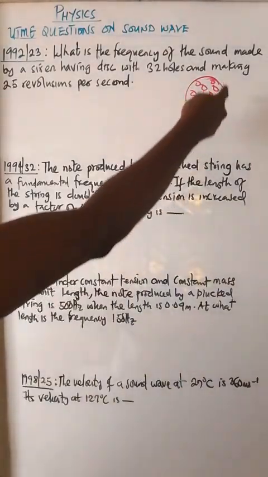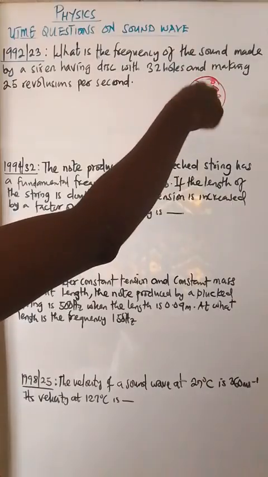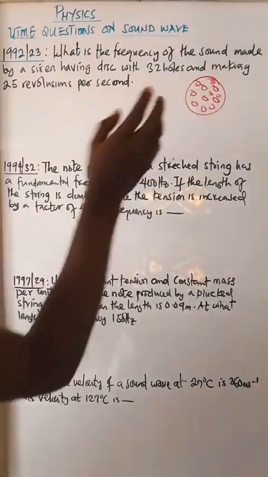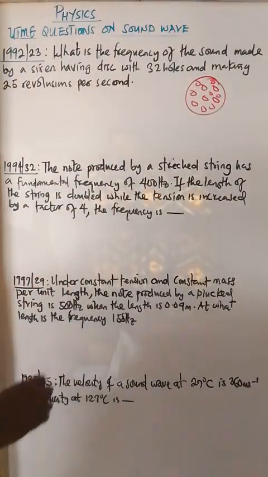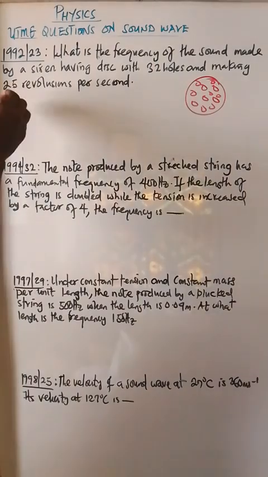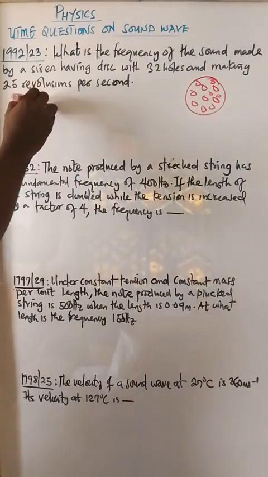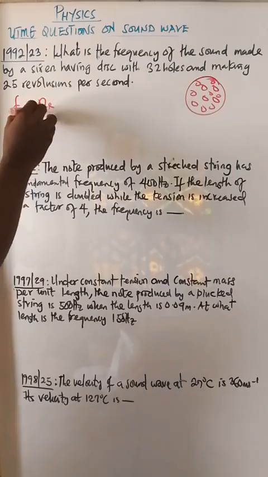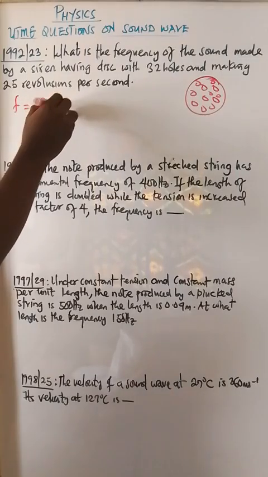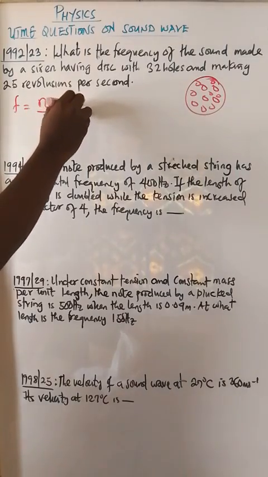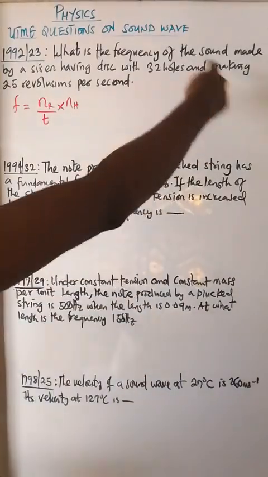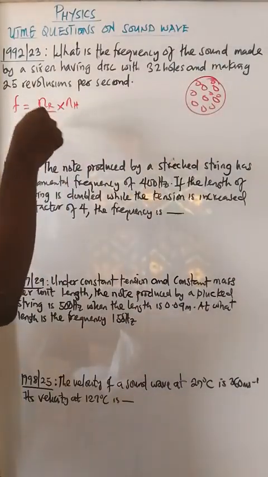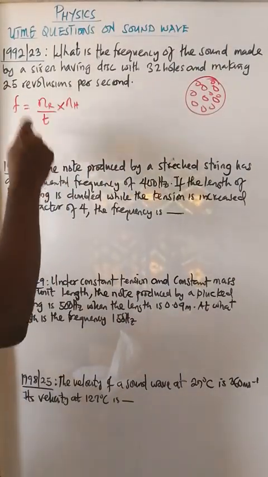So if this thing is revolved, the more the revolution, the more the frequency. So the formula is actually the frequency is the number of revolutions per time of revolution times the number of holes. If you have just a single hole, then this is 1. That will just be the number of revolutions per time.